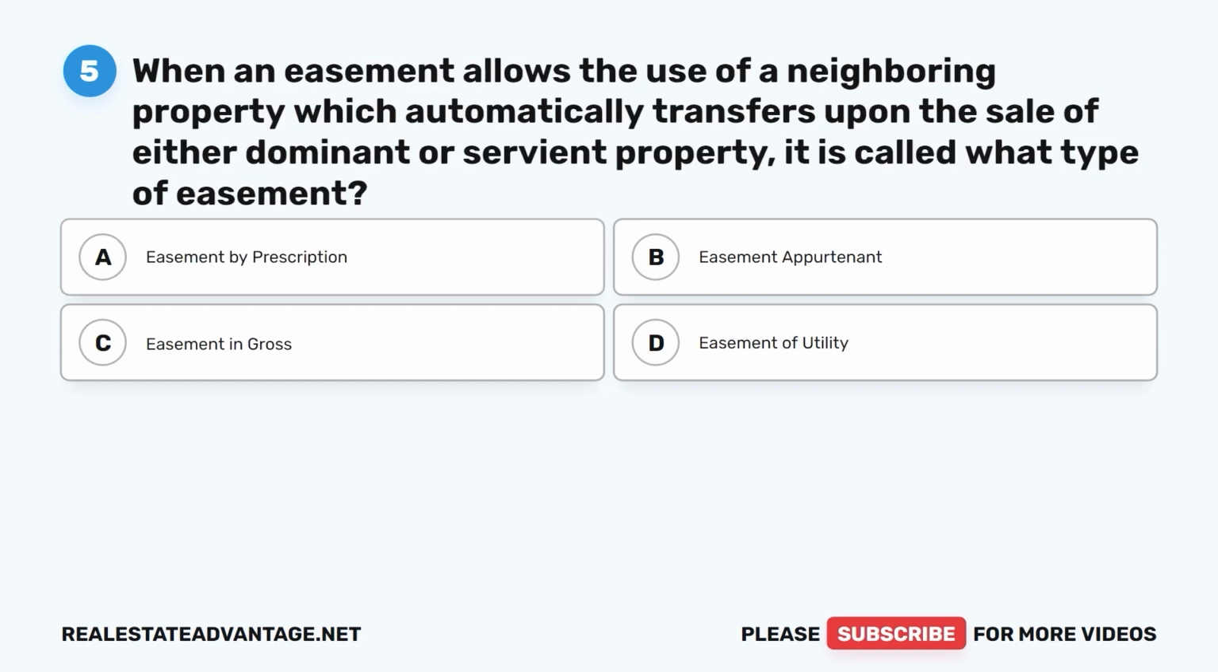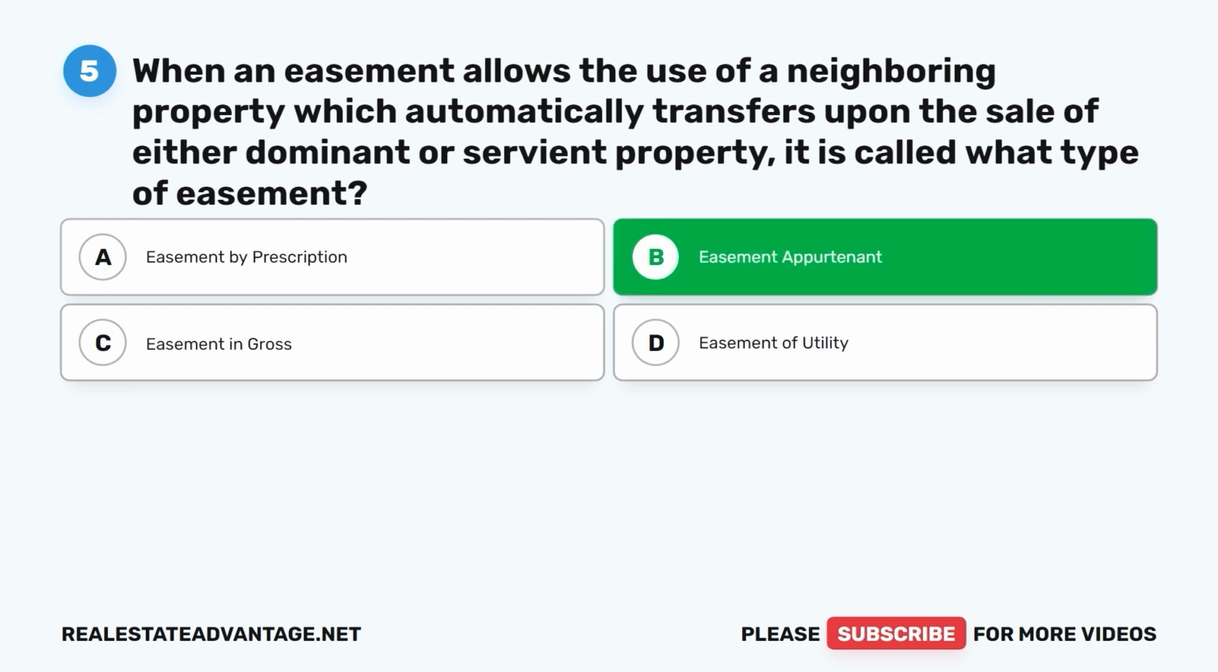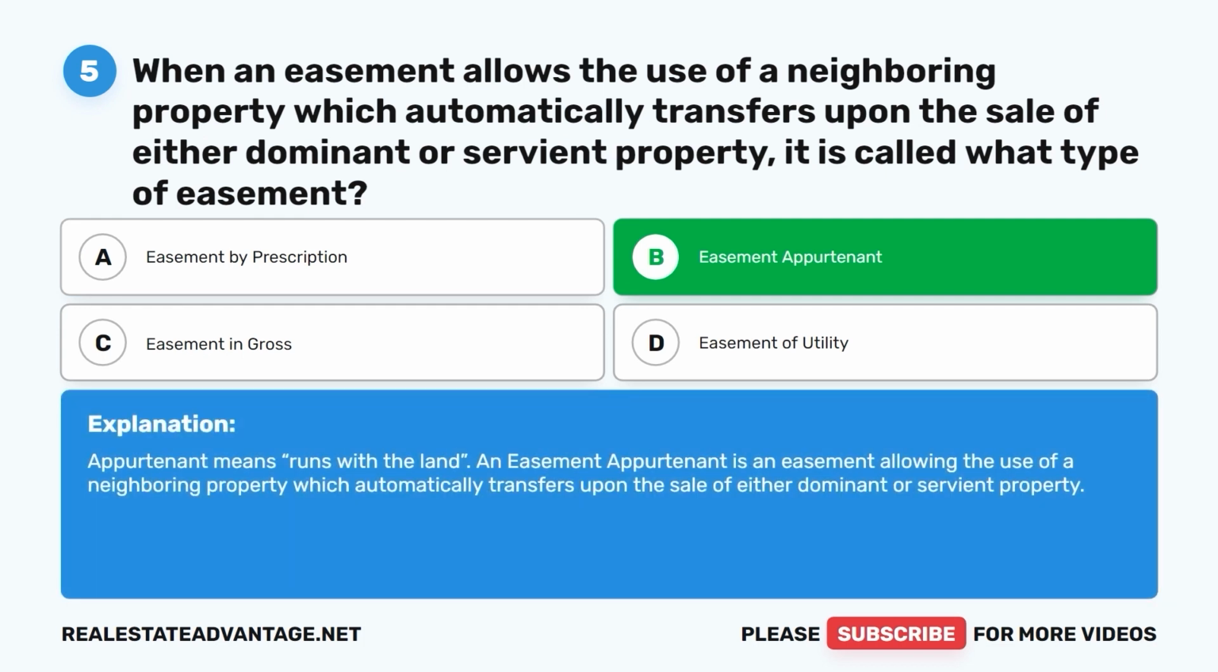At this point, the contract has been completely executed and both parties are typically released from any further obligations under the agreement. Question 5. When an easement allows the use of a neighboring property which automatically transfers upon the sale of either dominant or servient property, it is called what type of easement? A. Easement by prescription, B. Easement appurtenant, C. Easement in gross, D. Easement of utility. The correct answer is B. Easement appurtenant. Appurtenant means runs with the land. An easement appurtenant is an easement allowing the use of a neighboring property which automatically transfers upon the sale of either dominant or servient property.